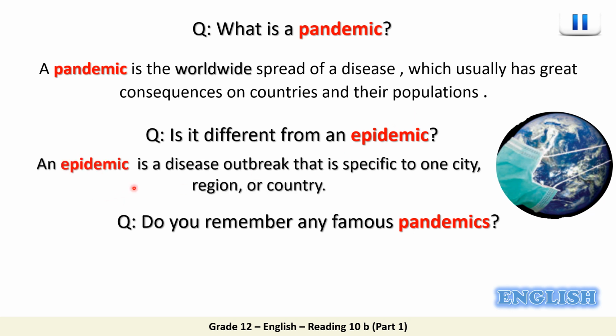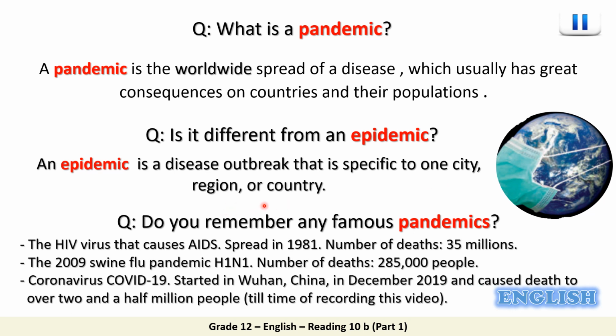On the other hand, an epidemic is a disease outbreak that is specific to one city, region, or country. And some of the pandemics are the HIV virus that causes AIDS, which spread in 1981 and caused death to about 35 million. The 2009 swine flu pandemic, H1N1, that caused death to about 285,000 people. And coronavirus, or COVID-19, which started in Wuhan, China, in December 2019, and caused death to over 2.5 million people till time of recording this video.